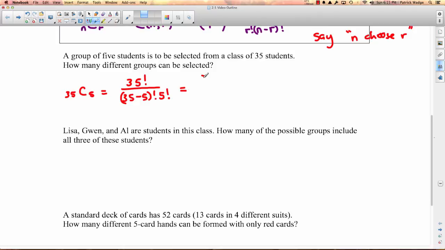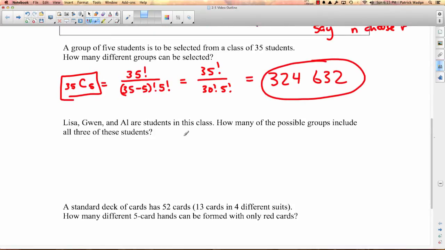So you end up with 35 factorial over 30 factorial times 5 factorial. You could do that, or by the way, you also have a button on your calculator. I'm not going to show you, it's the same as permutations though. I showed you how to use the permutation button. Same thing with the combination button. So you could just go straight from here and put it in your calculator, and what you're going to get is the answer 324,632.